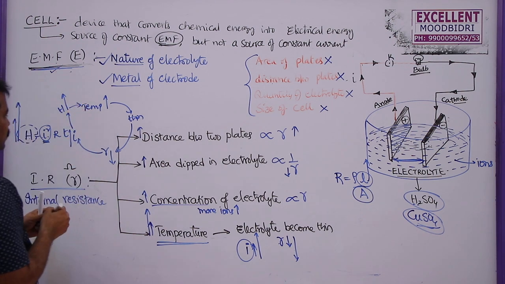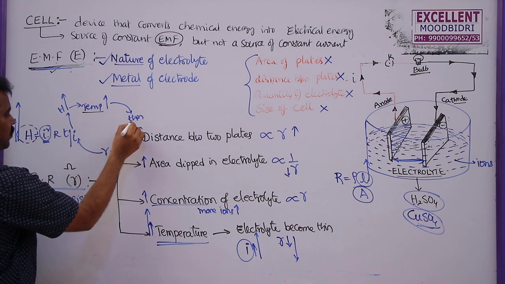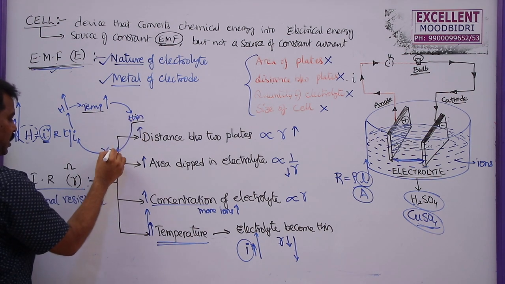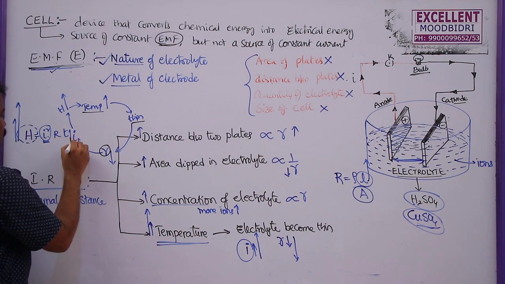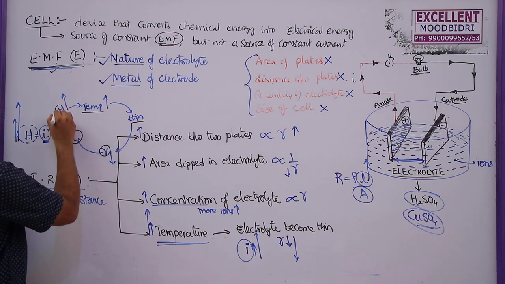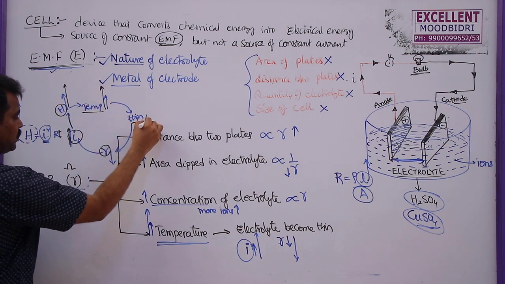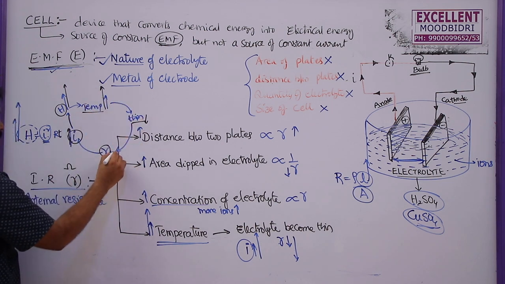Due to this, temperature increases. Once again, if the temperature increases, the electrolyte will become further thin and resistance will decrease and more current will flow through the circuit, and due to this, once again heat energy increases and temperature increases, and once again the electrolyte will become thin. So this is just like a circuit.